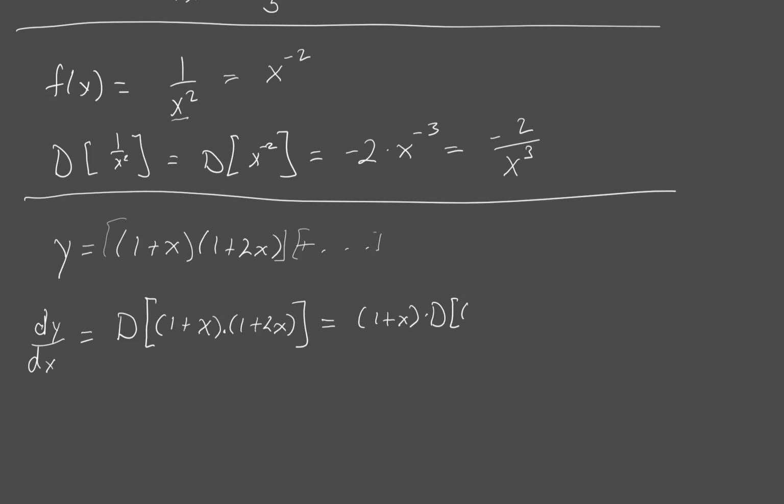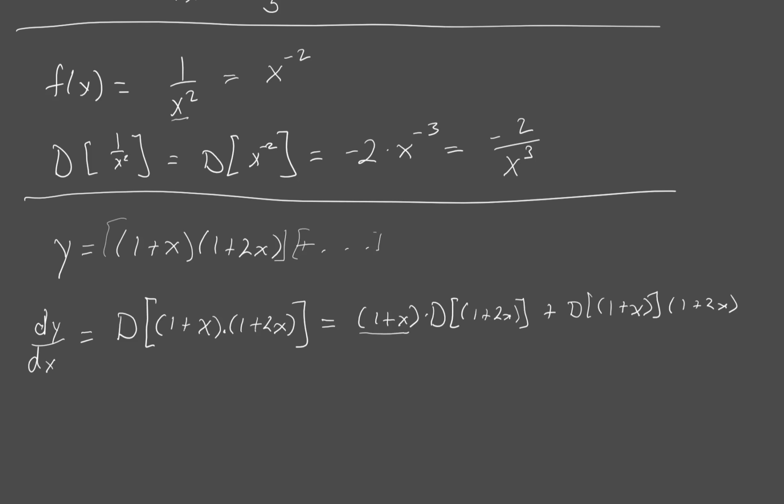So I'm just going to write out that I haven't taken the derivative of the second yet, but I'm going to write down that's the first times the derivative of the second, plus the derivative of the first, which I'm not going to actually take yet, times the second. Okay, so that's why I like this notation here. It tells me what I still need to do.